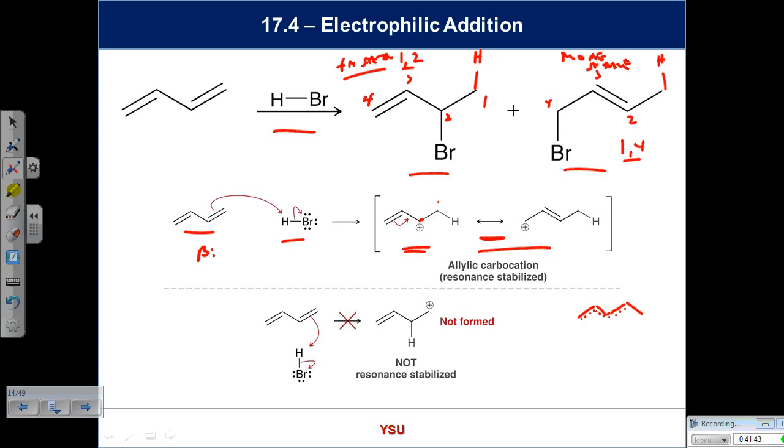And then where does the charge go? Well, I've got some charge here, delta plus at the end, and I've got some charge here, delta plus. I've got 2 different positive places, 2 different electrophilic centers. Maybe write that down: the allylic cation can be attacked at 2 different places because it has 2 electron deficient carbons. 2 electrophilic centers.